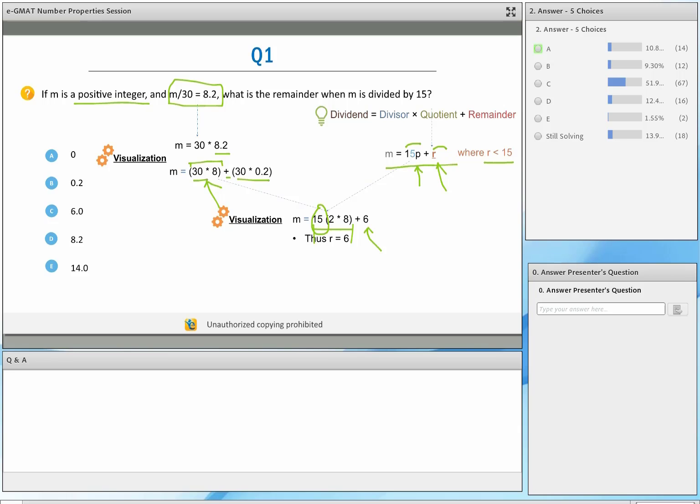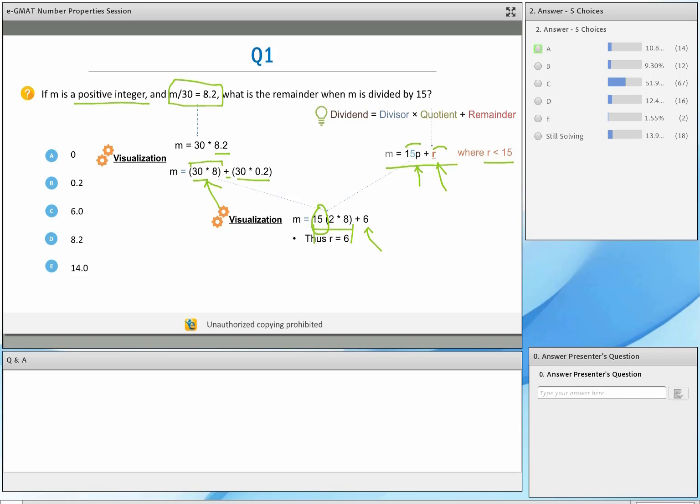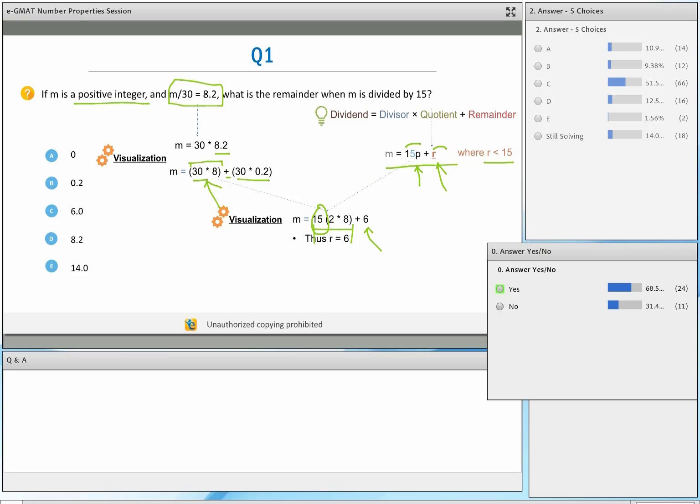Now, how many of you solved the question using this method here? Again, exact same process. I haven't changed anything here. All I did was simply take what was given to me, m divided by 30 is equal to 8.2, and I visualized that. I saw what was given, and then based on that, I essentially figured out how do I split it in two terms?